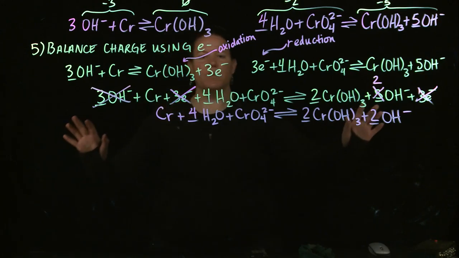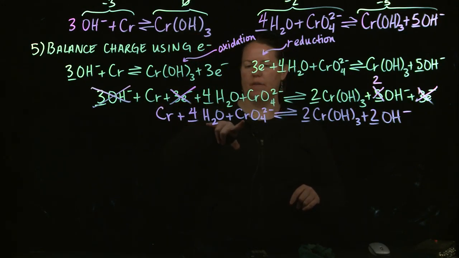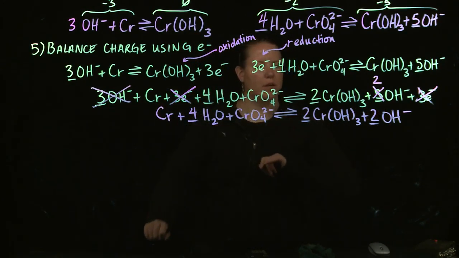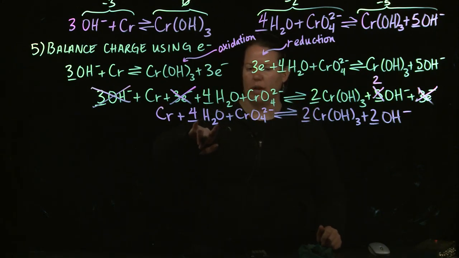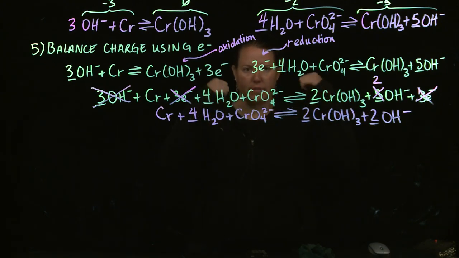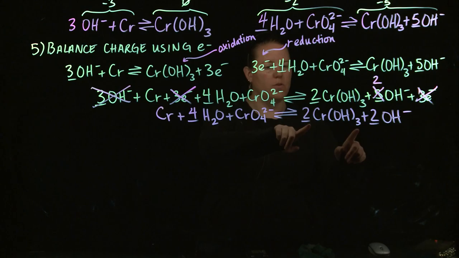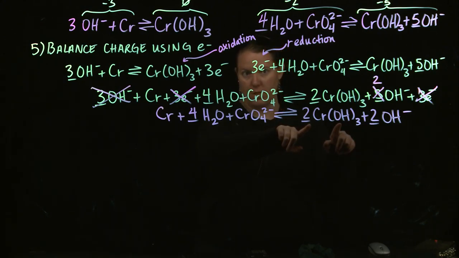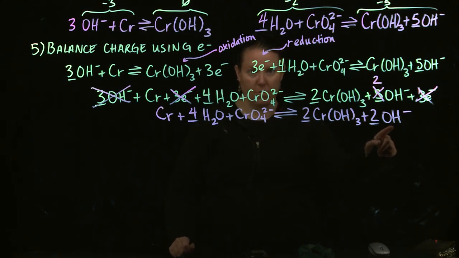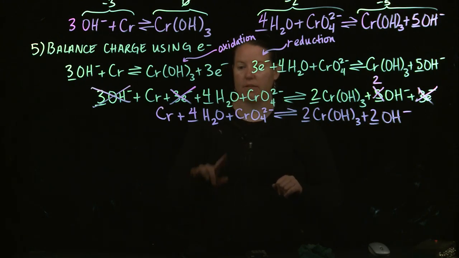All right. So let's make sure that we have the same number of Crs on both sides. I have 2 Crs on this side and 2 Crs on this side. That's cool. I have 8 H's, and I have 2 times 3 times 1, that's 6, plus 2 times 1, which is 2. 6 plus 2 is 8 H's. Awesome. I have 4 O's and 4 O's, which makes 8 O's. I need the same number of O's. I have 2 times 3 times 1, which is 6, plus 2 times 1, which is 2. 6 plus 2 is 8.